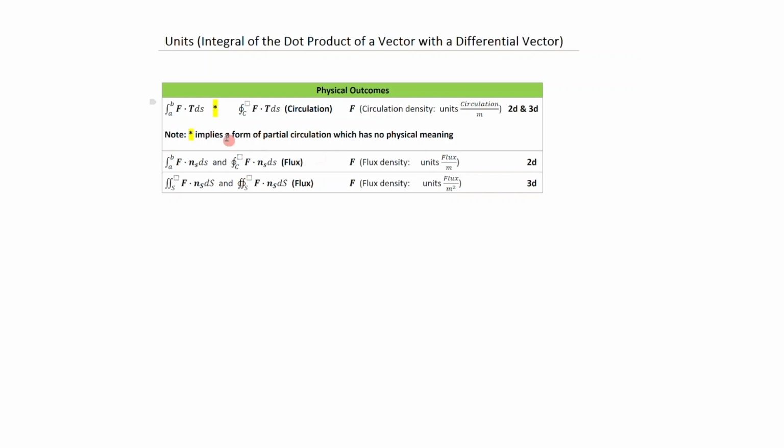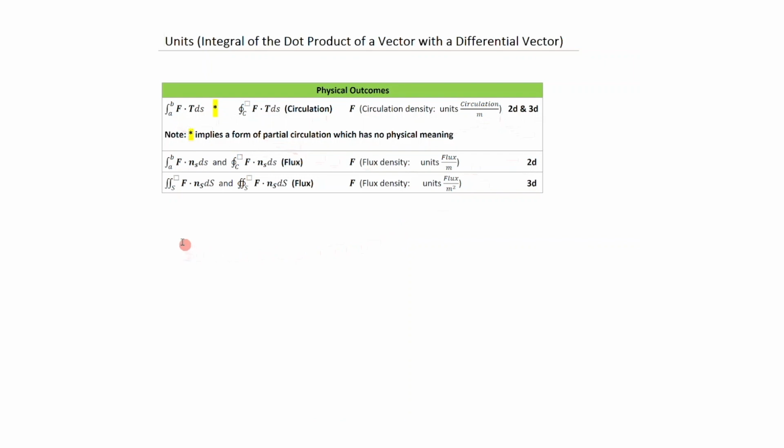All right, so I've basically written out that F dot ds, this is a form of partial circulation, no physical meaning. This is circulation. And so if this is circulation, well, what are the units of F going to be? ds is units of length, right? So if the net result of this integration is circulation, then F will have to have units of circulation per meter. And this would apply in the 2D and the 3D case.